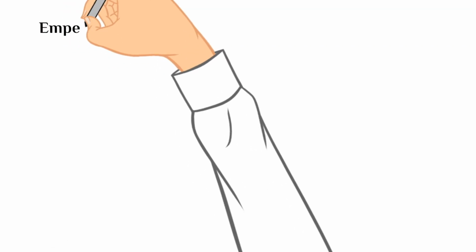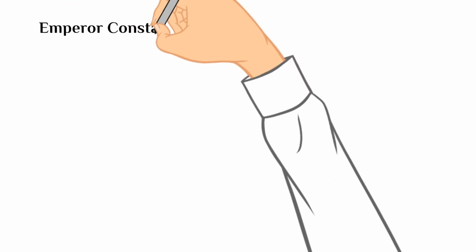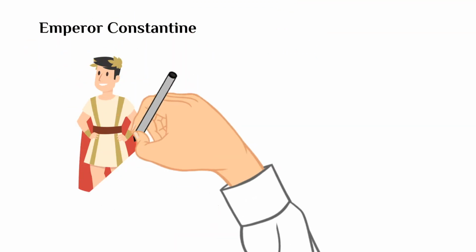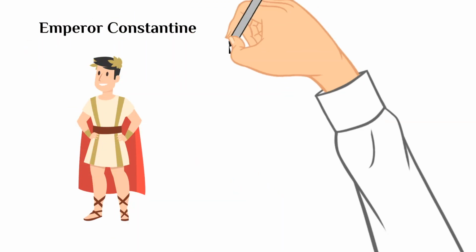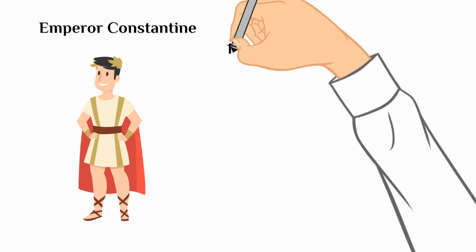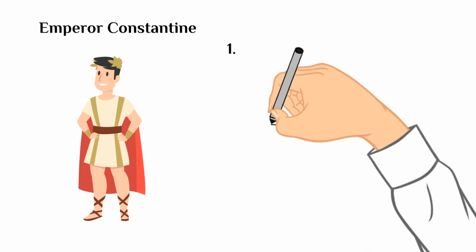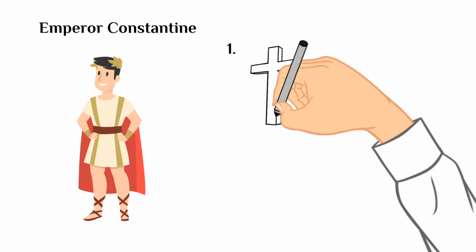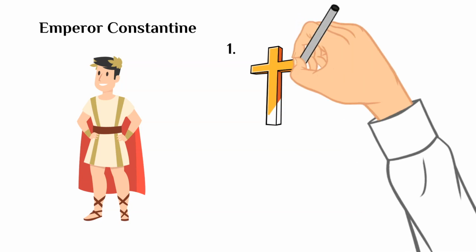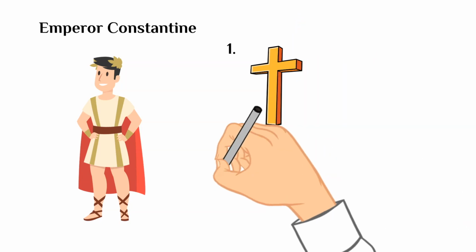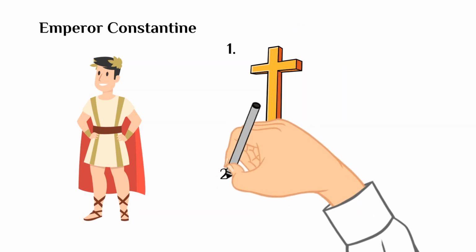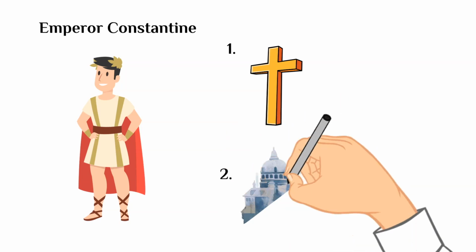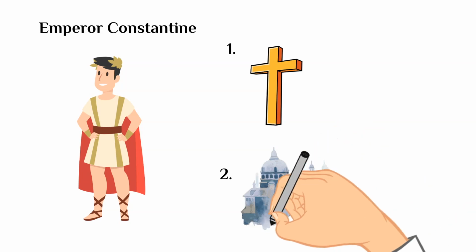There are 2 real main accomplishments that Constantine completed during his reign. The first is that he was the first Christian emperor of Rome. He was able to legalize Christianity in the Roman society. Another thing that Constantine is known for is that he founded the city of Constantinople and made it the capital of the Eastern Roman Empire.